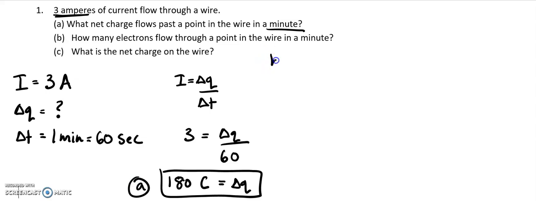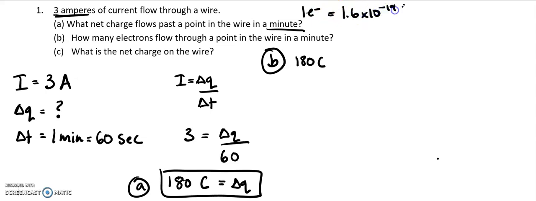Cool. Let's look at B. How many electrons flow through a point in the wire in a minute? Okay, so we know there's 180 coulombs of charge. And I know that the charge on one electron is negative 1.6 times 10 to the negative 19 coulombs. So if I have 180 coulombs, and again, that's 180 coulombs of negative charge flowing through, I'm going to convert that to electrons.